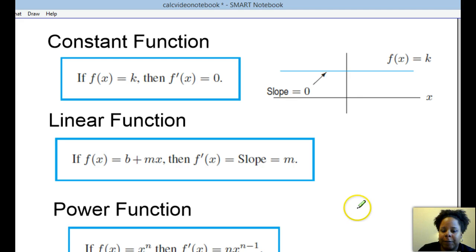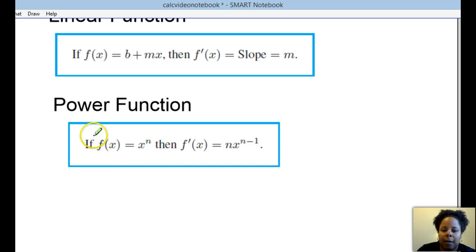And last but not least, we talked about this last class, the derivative of a power function. We kind of derived it in the activity: if f of x is equal to x to the n, then the derivative of the power function is n times x to the n minus 1. We'll have plenty more to talk about in the upcoming days, but these are ones you should know like the back of your hand.